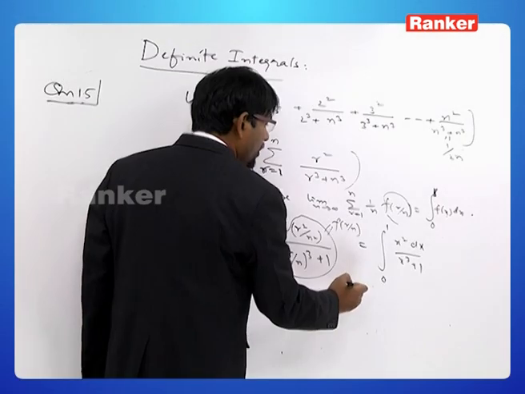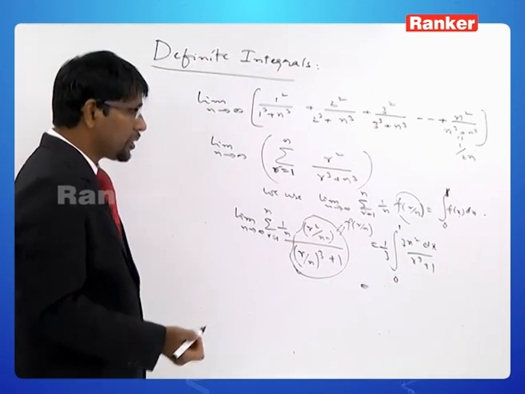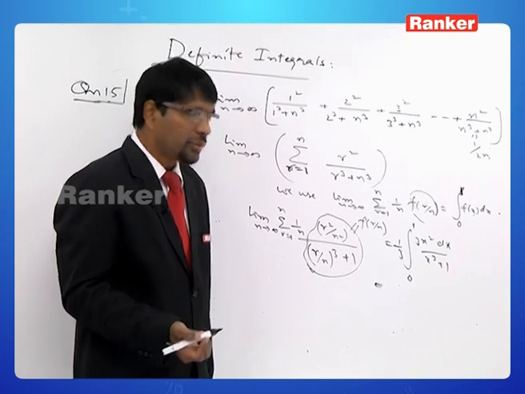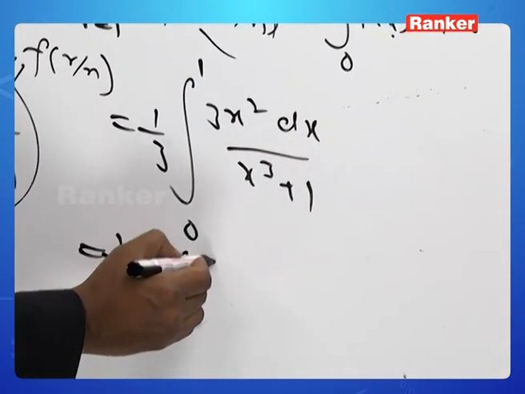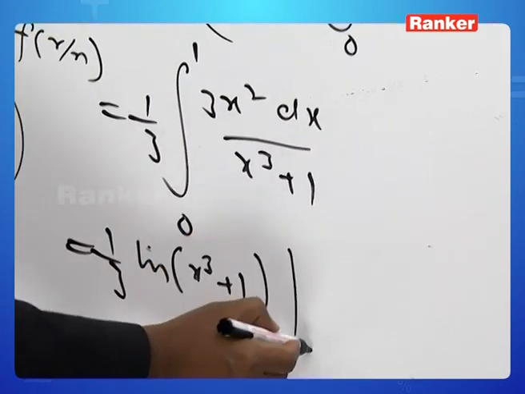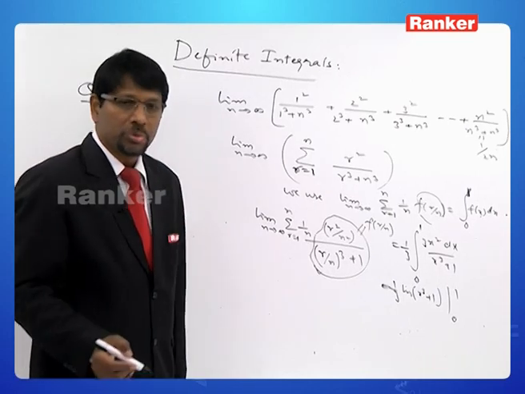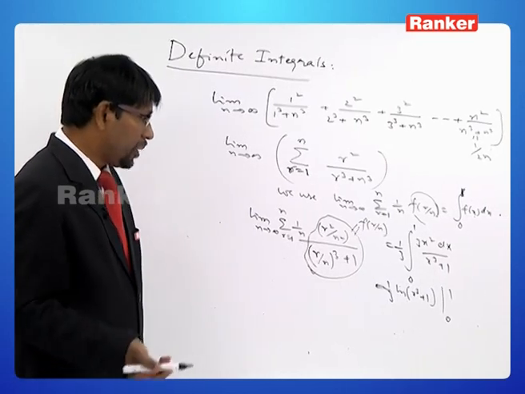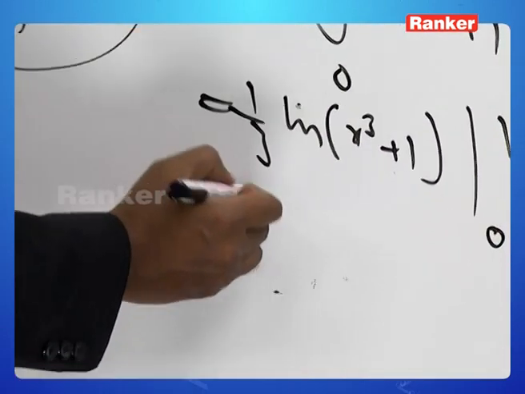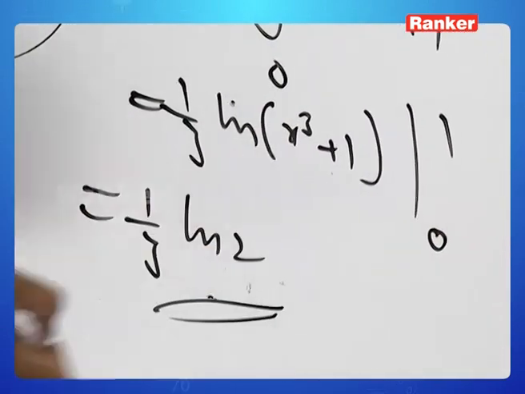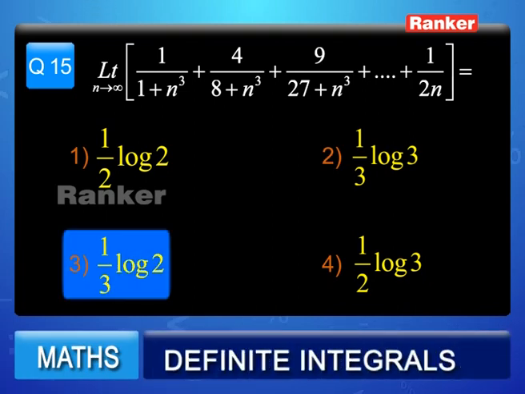Now let's multiply and divide by 3, so that the numerator turns out to be the derivative of the denominator. So that makes it 1/3 of log of x cube plus 1. We have to apply the limits 0 to 1. Upper limit value is log 2, 1/3 of log 2. Lower limit is anyway 0, log 1. So 1/3 of log 2, and that is clearly seen in option 3. So the answer is option 3.